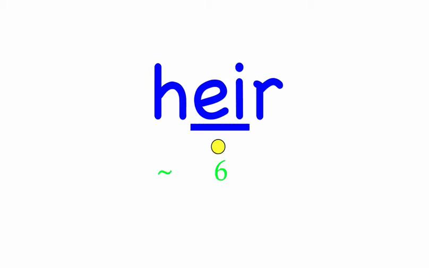Notice the wave sign under the letter H. The wave sign in our marking system indicates a letter or letter team is silent. H is silent in the word heir. It is not pronounced. However, you must have an H at the beginning of this word to spell it correctly. So when you encounter a letter that doesn't represent a sound in a word, put a wave sign under that letter to indicate it's silent.